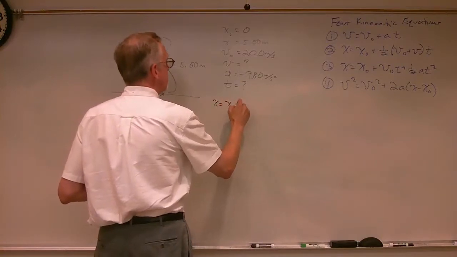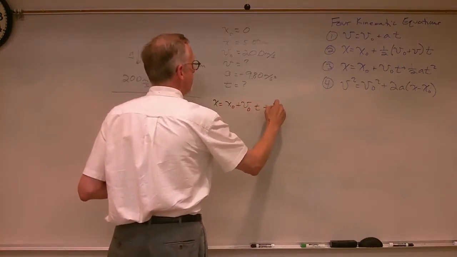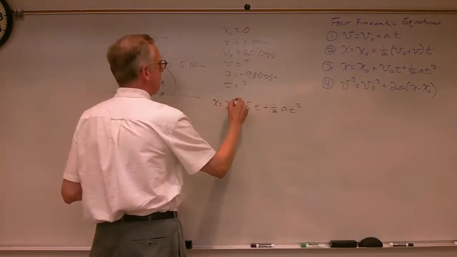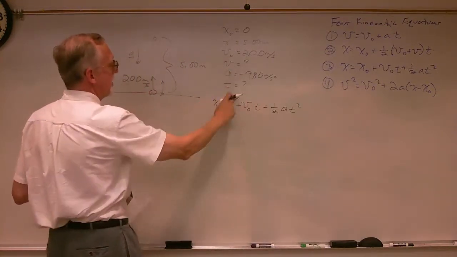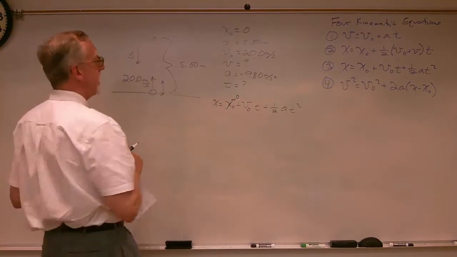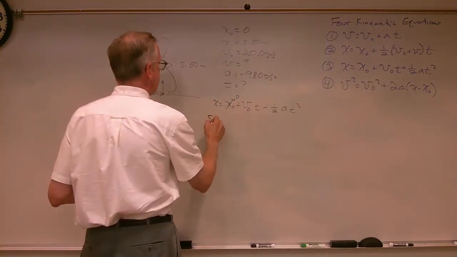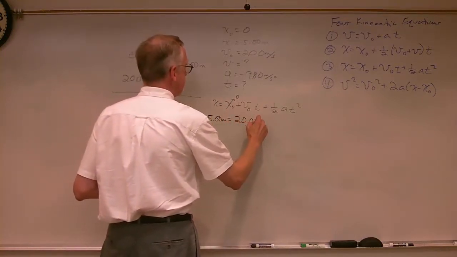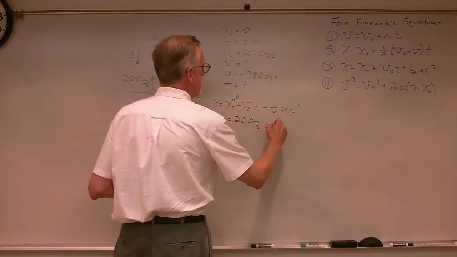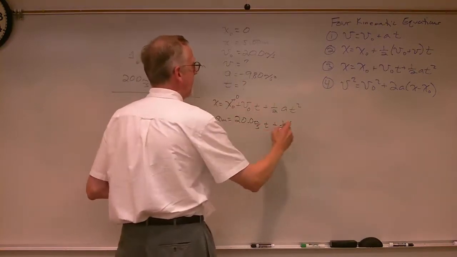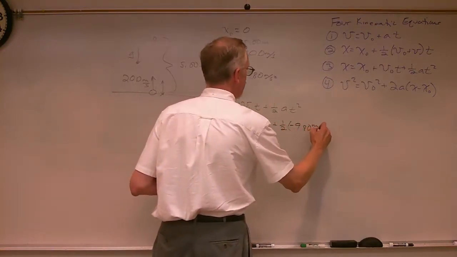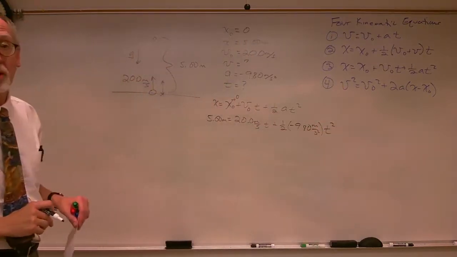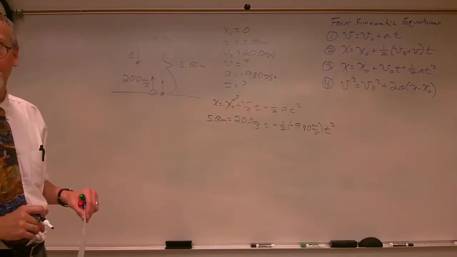So what do we have? x equals x naught plus v naught t plus 1/2 a t squared. x naught, 0. v naught, we've got that. Okay, so let's put in our values. x is equal to 5 meters. v naught is equal to 20 meters per second times t plus 1/2 a, where a is minus 9.80 meters per second squared, and then times t squared. And what we want to do is then solve this equation for t.